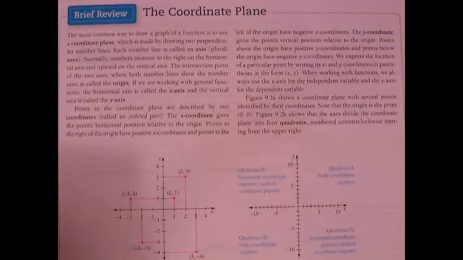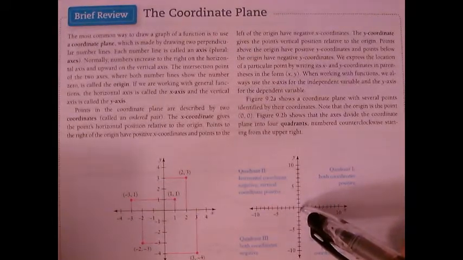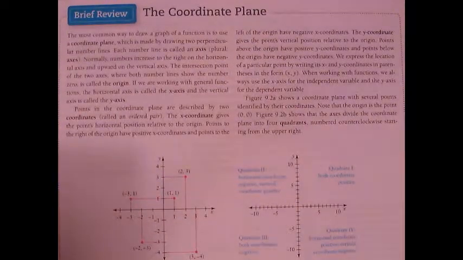The intersection point of the two axes, where both number lines show the number 0, is called the origin. So here, that point of intersection that I'm showing you is the origin. If we're working with general functions, the horizontal axis is called the x-axis and the vertical axis is called the y-axis.